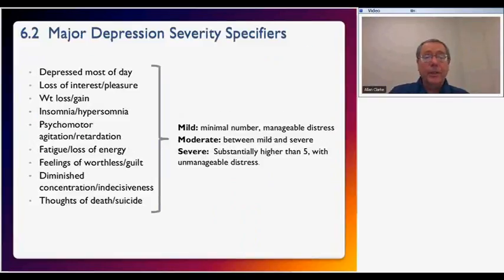Now here we get an example of how we're using the specifiers to measure severity. On the left are the 9 symptoms of depression, and we can rate it mild, moderate, or severe. We do that by counting the number of symptoms. If it's just 5 symptoms, it's mild. As the number goes up, it becomes severe when accompanied by unmanageable distress.